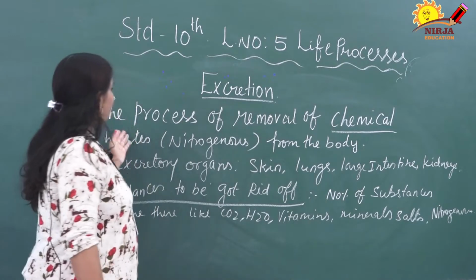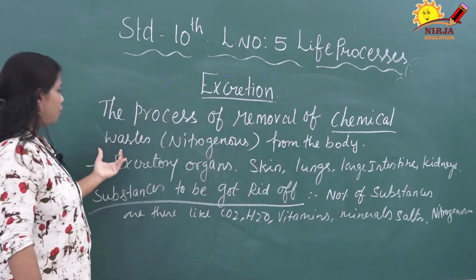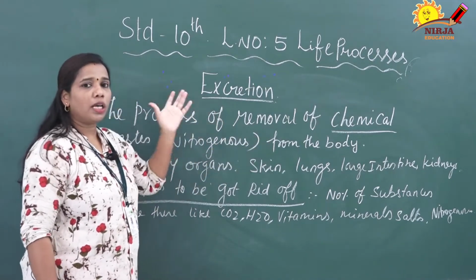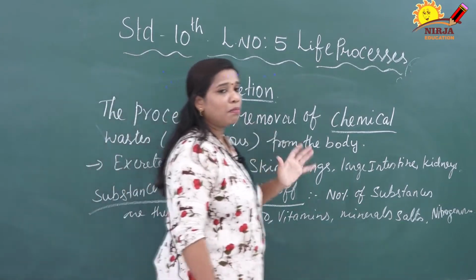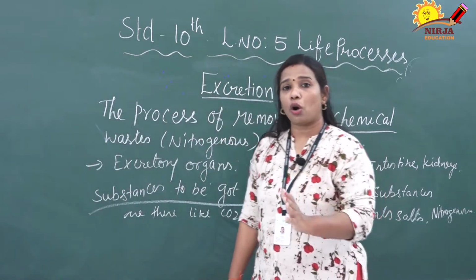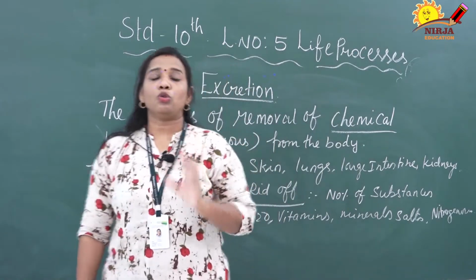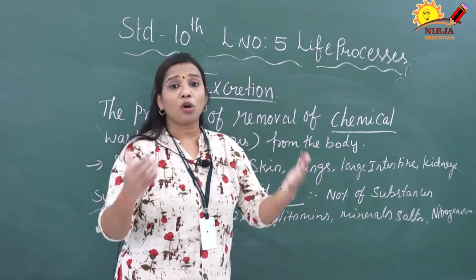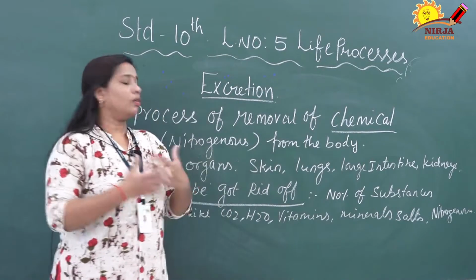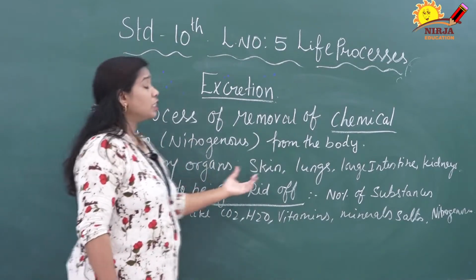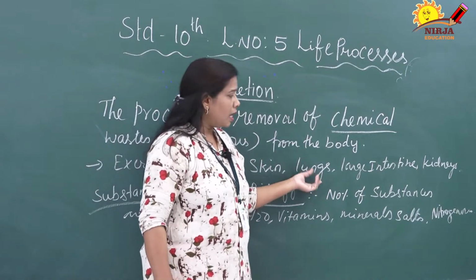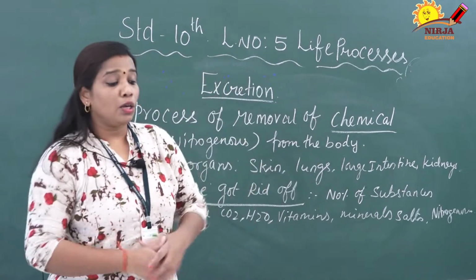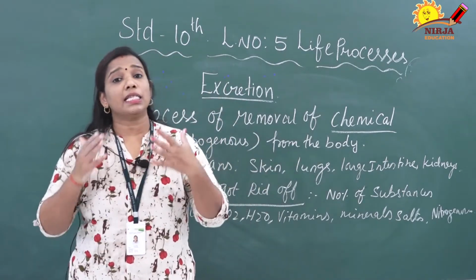So, here I have written: the process of removal of chemical substances, that is chemical waste, the nitrogenous substances, from the body is called excretion. This excretion is done by certain organs, called excretory organs. The organs involved in the removal of waste material are the skin, lungs, large intestine, and kidney. These are all called excretory organs, and the entire system is called the excretory system.